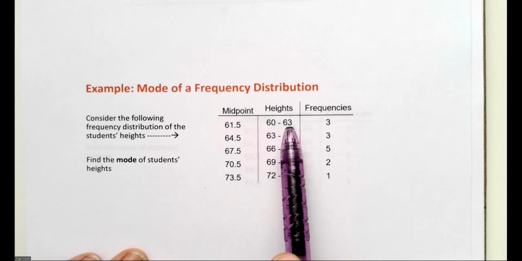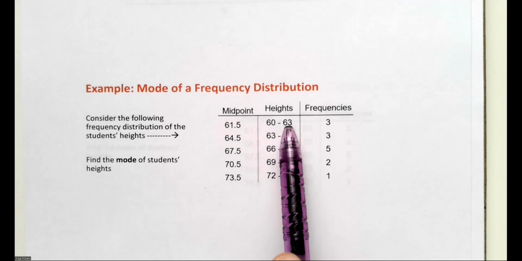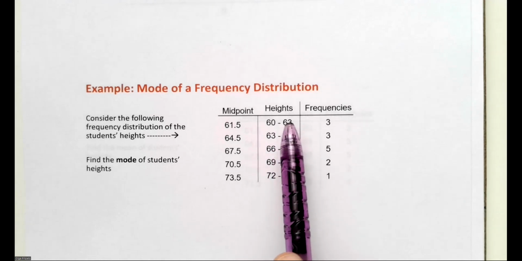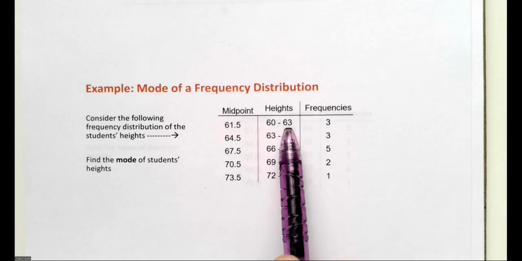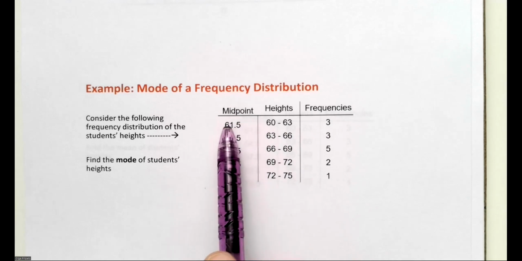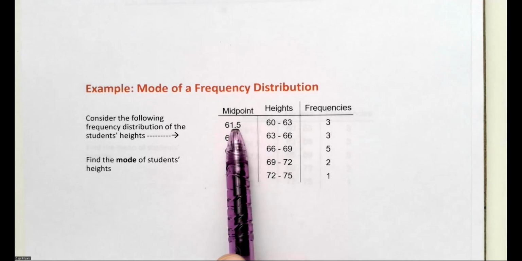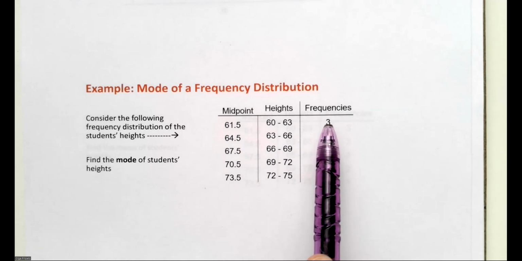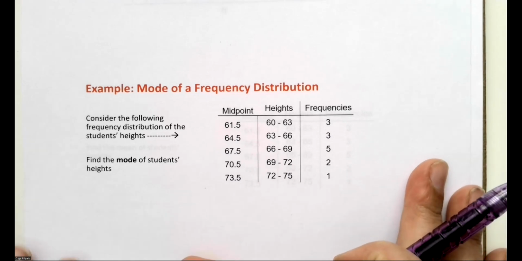Now, what were they? Were they all maybe 61, or maybe some were 60 and some 63, or anything in between? We don't know. All we know is that there were three values in this range. So that's why we find the midpoint of this class, which will be representative of all of those three values. In other words, we pretend that all three values had the value of 61.5.